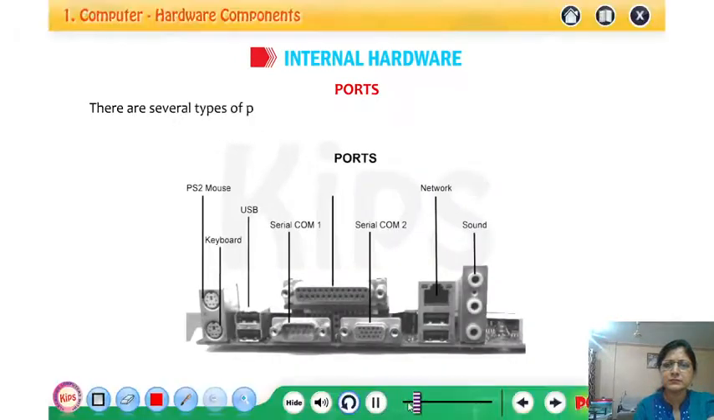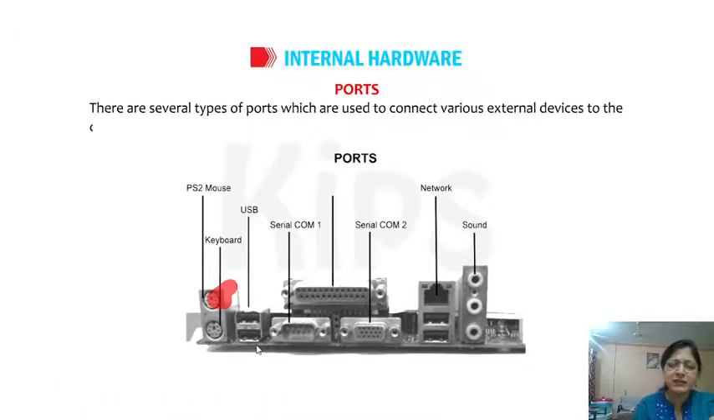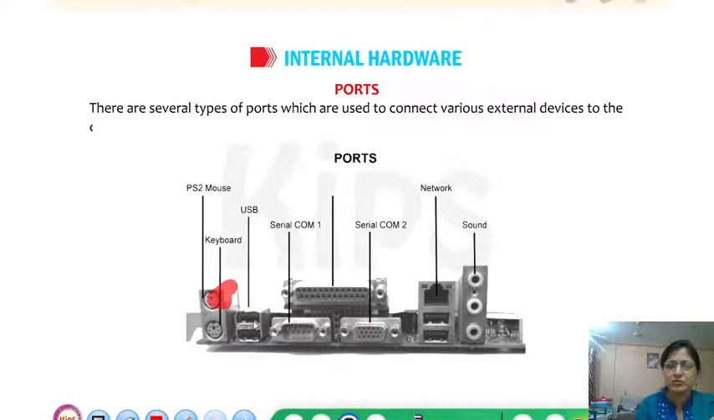There are several types of ports which are used to connect various external devices to the computer. Now you can see over here, these are all different types of ports. The names given here: PS2 mouse, PS2 keyboard, this is used to connect the mouse, this would be used to connect the keyboard. This is the USB port, where you can connect a flash drive, or sometimes even the mouse. Nowadays you don't have these kinds of connection ports. You get a USB mouse, which you can connect using a USB port.